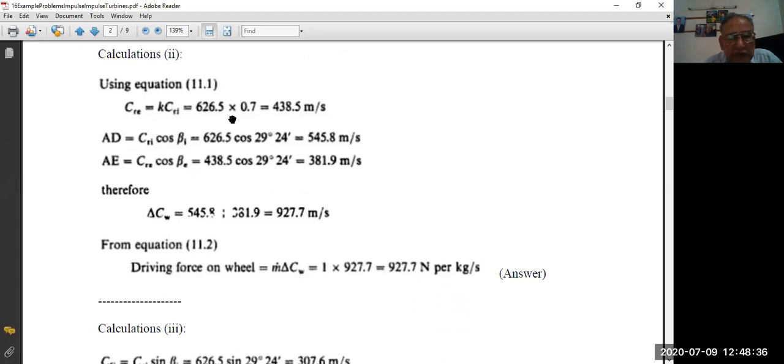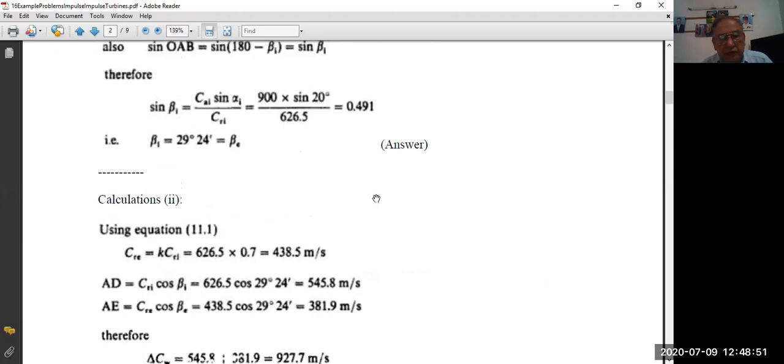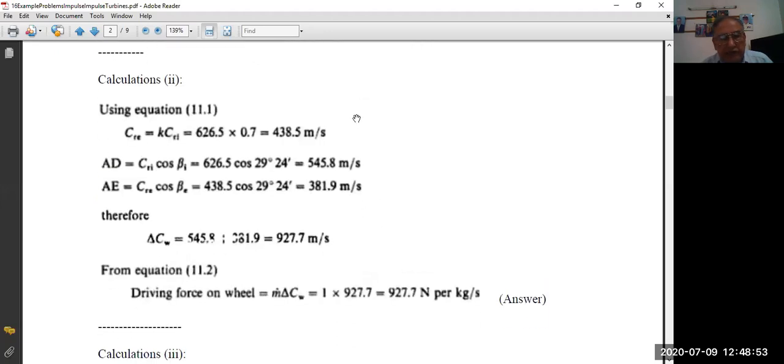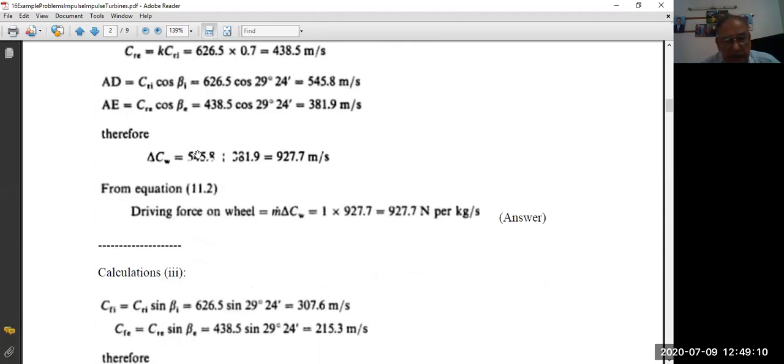Side AD of the triangle, CR is calculated from this formula. The velocity coefficient K is equal to 0.7. CRI calculated above by cosine law, and with the help of this we calculate CRE first, then side AD. Side AD of the triangle is calculated as CRI cos beta I, and with this you can find 545.8 as side AD. Then CR exit cos beta exit is equal to 289. Now we know all velocities.